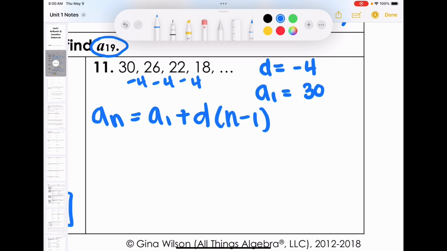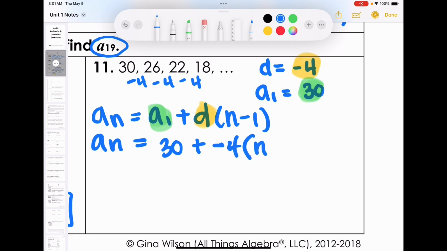So I'm going to make my formula. I'm going to plug in -4 for D, and I'm going to plug 30 in for A. So AN equals 30 plus -4 parentheses N minus 1.